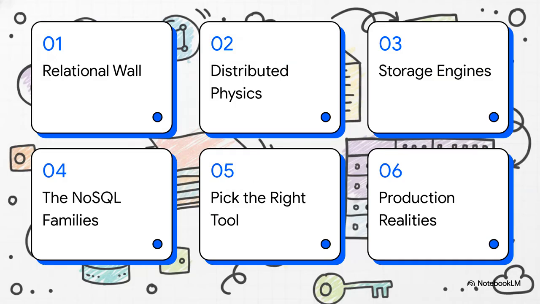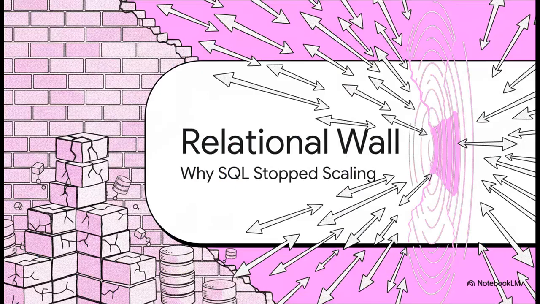Here is what we're covering today. 1. The relational wall. 2. Laws of distributed physics. 3. Storage engines. 4. The NoSQL families. 5. Picking the right tool. And 6. Production realities. Kicking things off with Section 1, the relational wall, and why SQL stopped scaling.